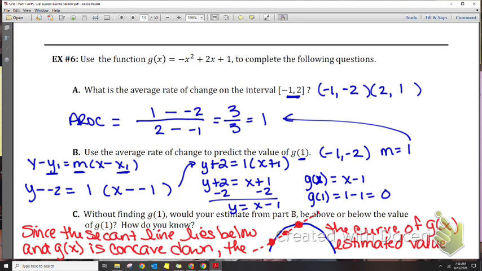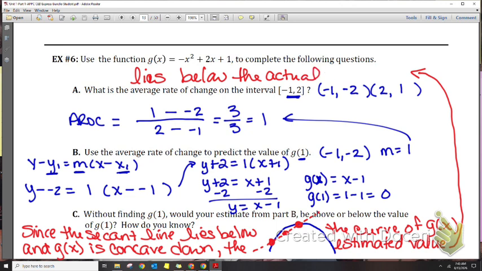I'm so sorry, I'm going to have to come up here to finish my sentence. Okay, so the estimated value lies below the actual value for g of 1.